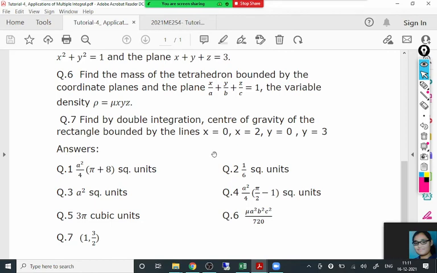Question number 6 then, the second last question. We have to find the mass of a tetrahedron. Can anyone tell me the formula for mass?